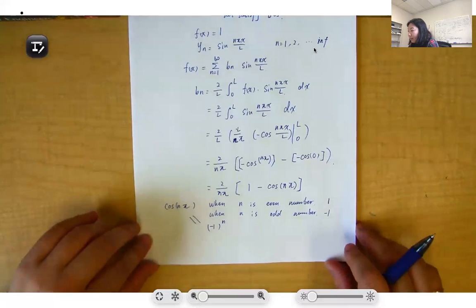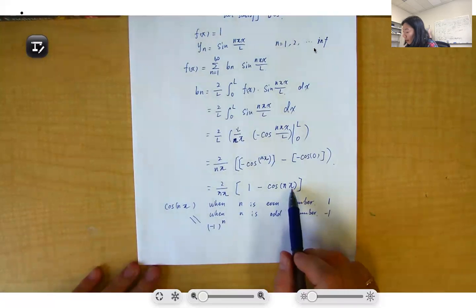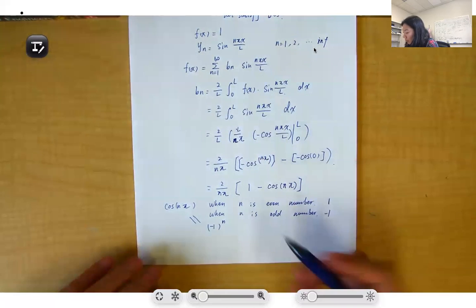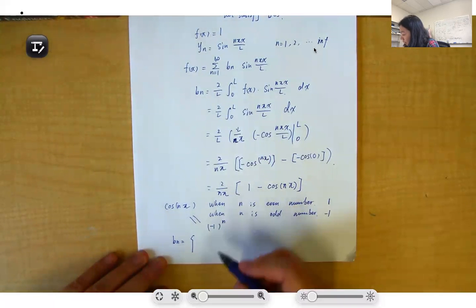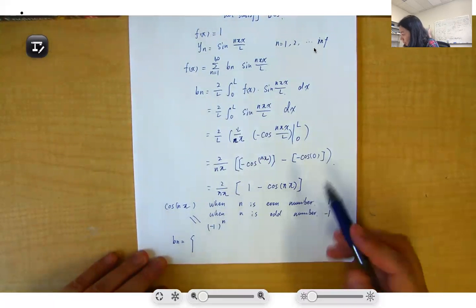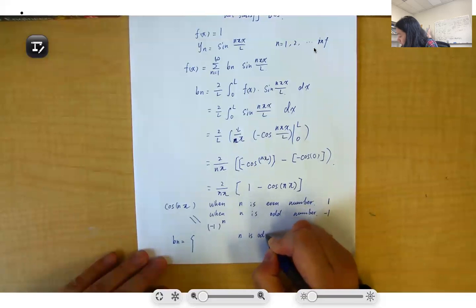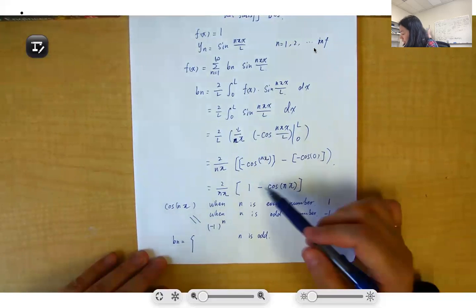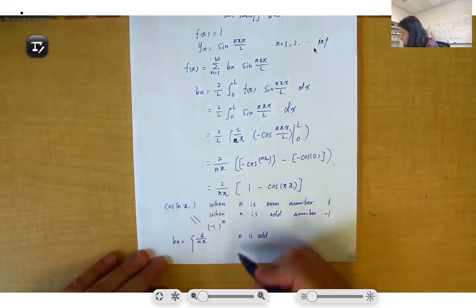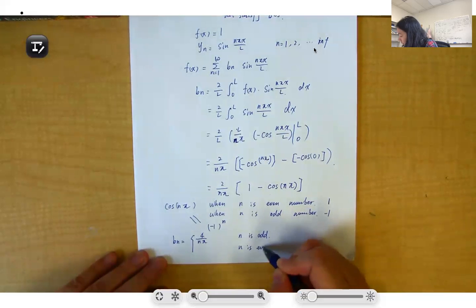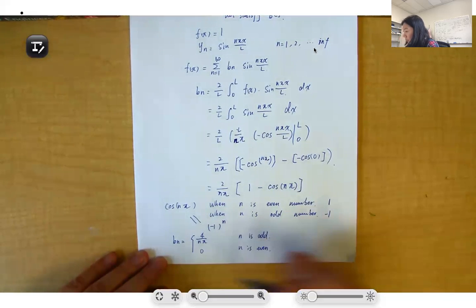And then when you put this cosine n pi into the bn part, my bn, when n is odd, will be 1 minus minus 1, that will be 2, so 4 over n pi. And when n is an even number, that will be 1 minus 1, which is 0 for bn.